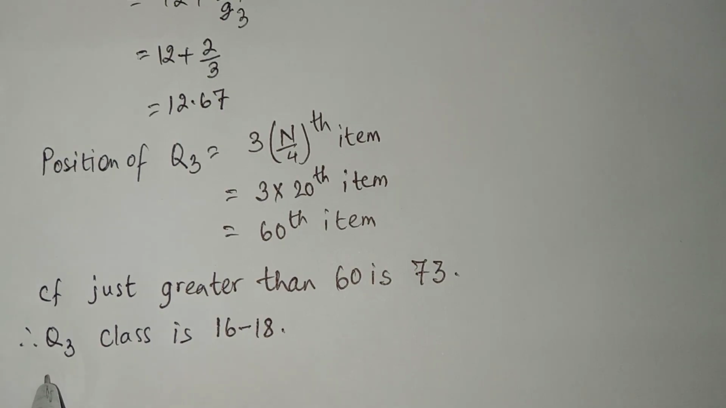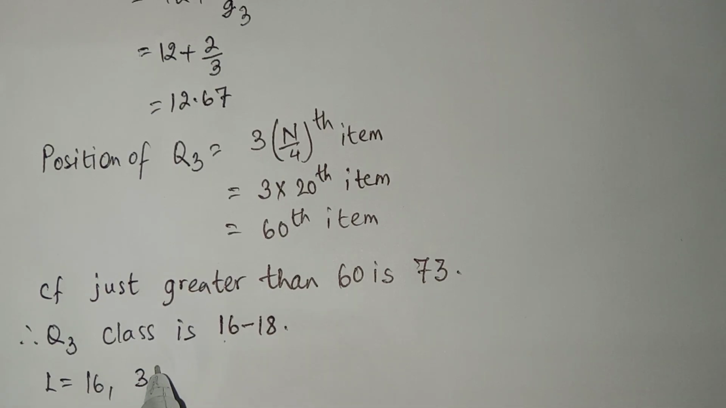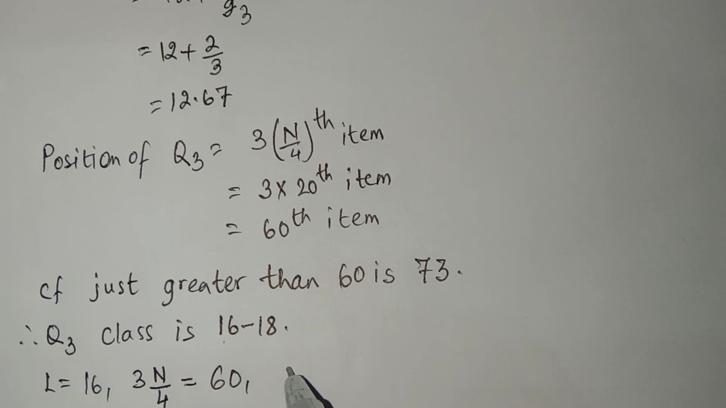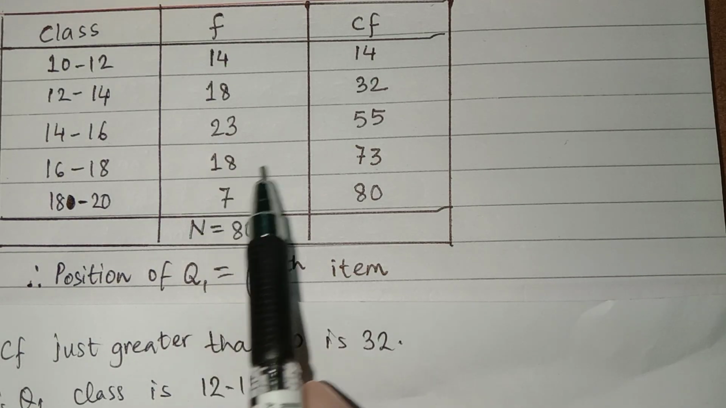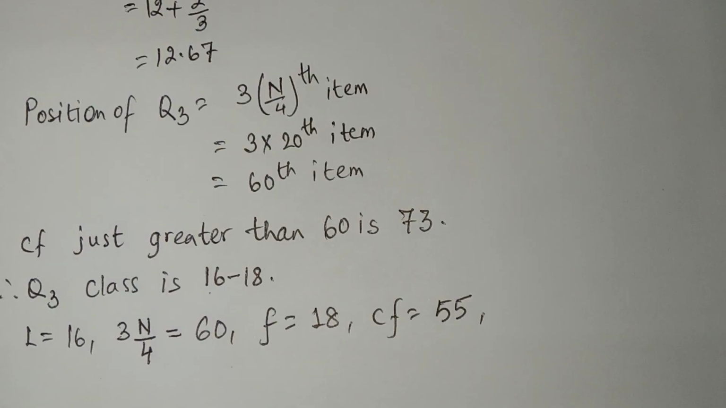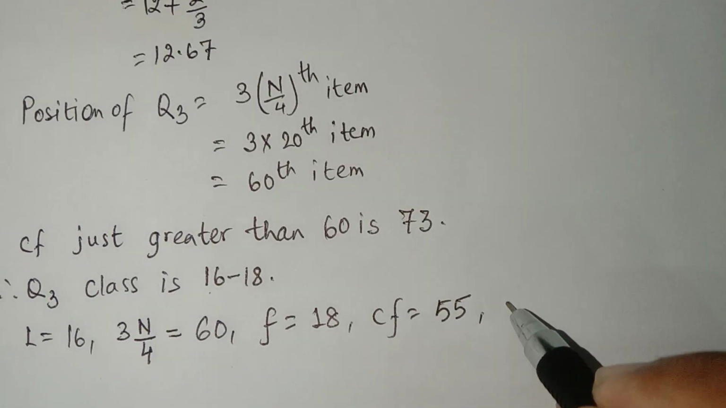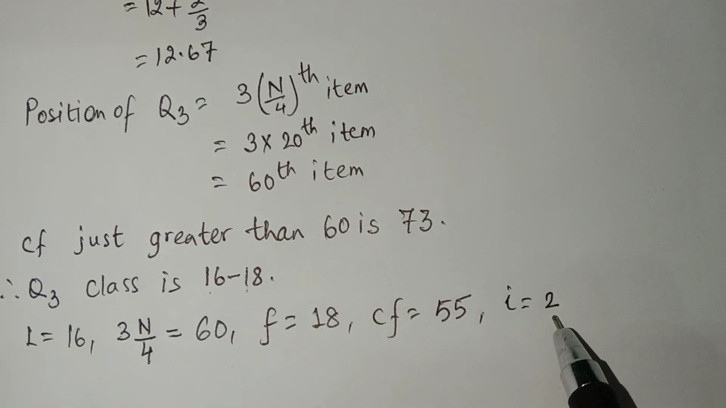From here we get the lower limit is 16. Then let's check what is the frequency of the class. But before that, I have 3 times n by 4 is equal to 60. Let's check the respective class. The frequency is 18, and the CF of the preceding class is 55. Let me note it down. Frequency is 18, CF is 55 and I is 2. 18 minus 16, that is the interval of this class, which is 2.